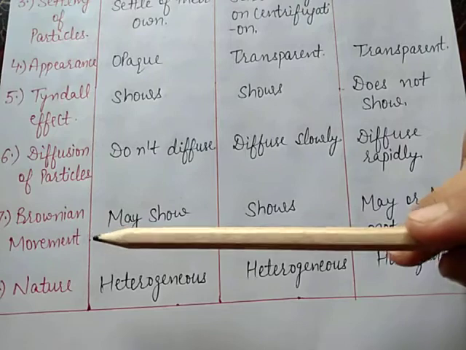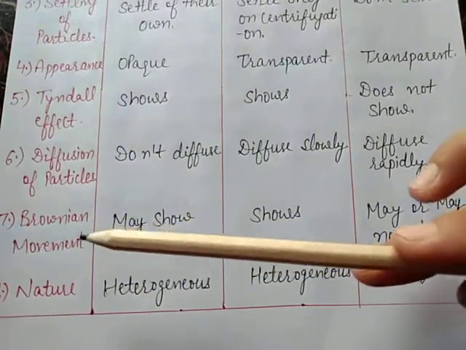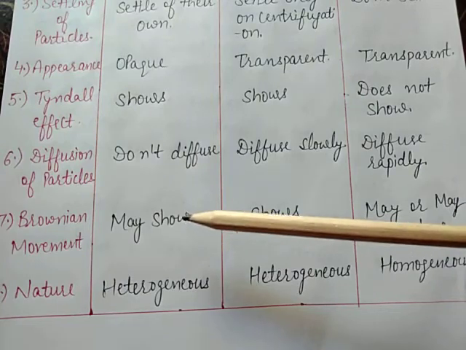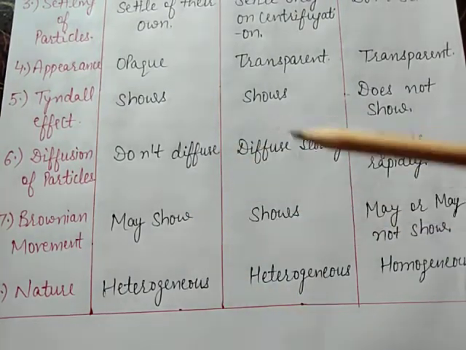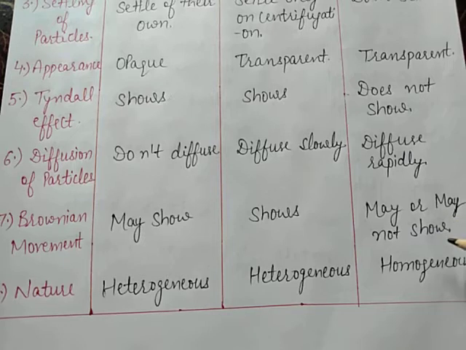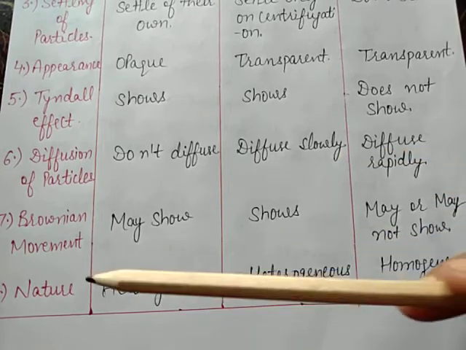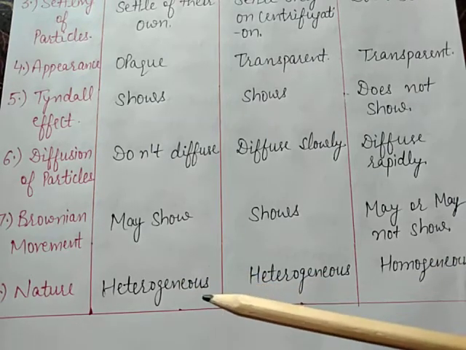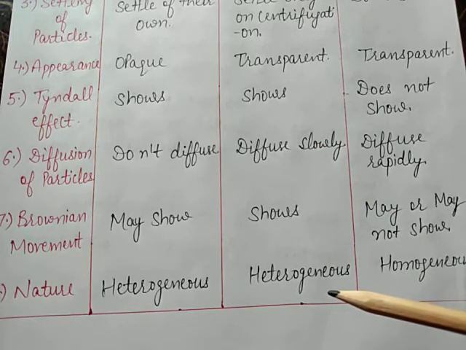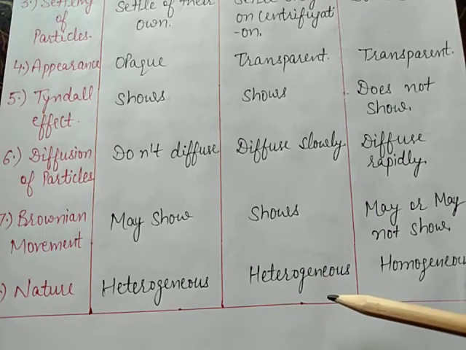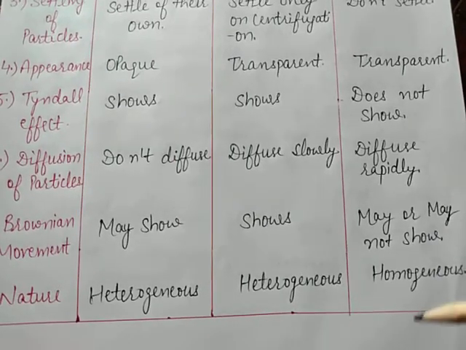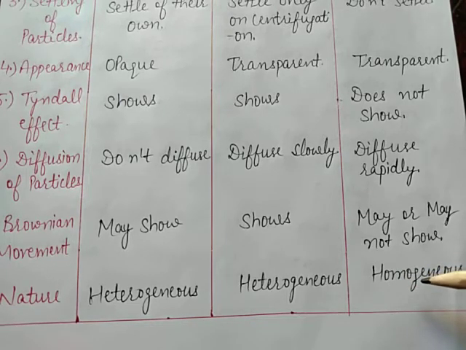Now next is Brownian movement. Means random motion of particles or zigzag path. Suspensions may show the Brownian movement. Colloidal solution also shows Brownian motion, but true solution may or may not show it. Nature. Suspension is always heterogeneous in nature, but colloidal solution may appear to be homogeneous, but actually it is heterogeneous. And true solution is always homogeneous, means its composition is uniform throughout the mixture.